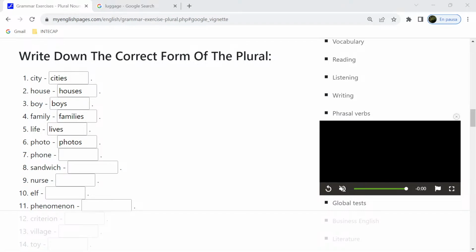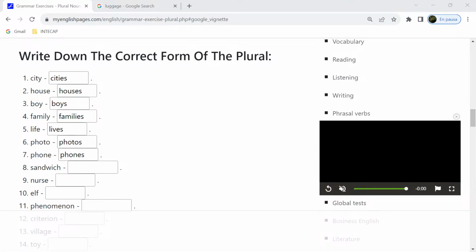Now let's go with phone. What is the plural of phone, guys? Phones. That's it. Phones. Just like that. Regular. I just have to add the S and that's it. Okay. Now let's go with, bear with me a moment, guys. Let's go with number 8.